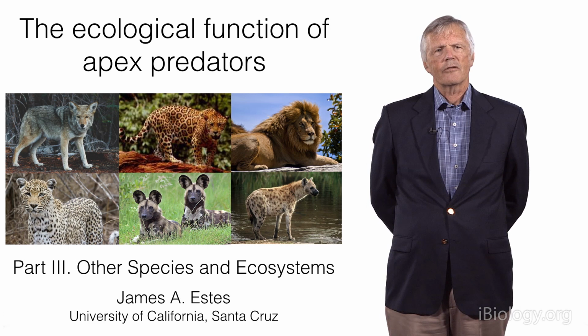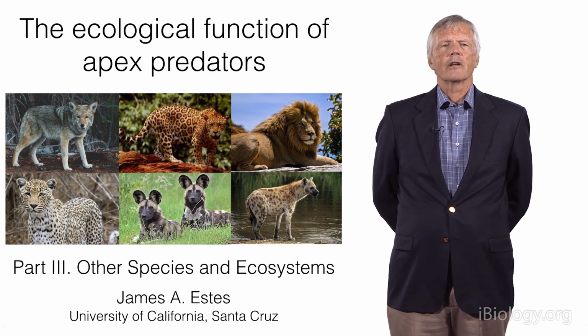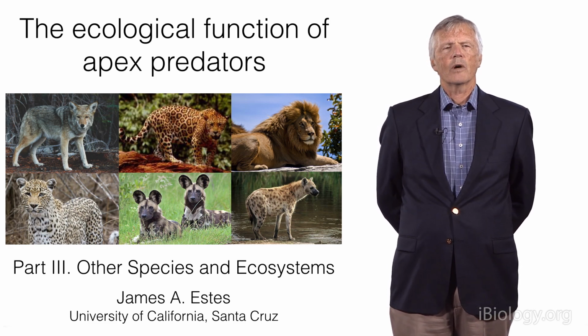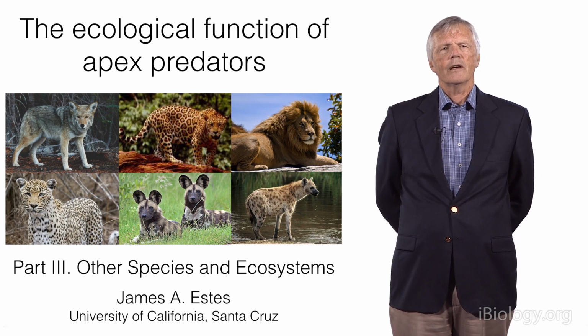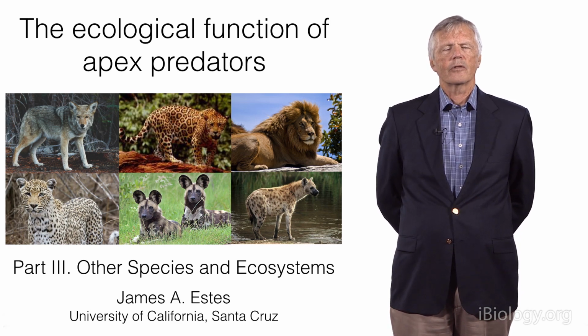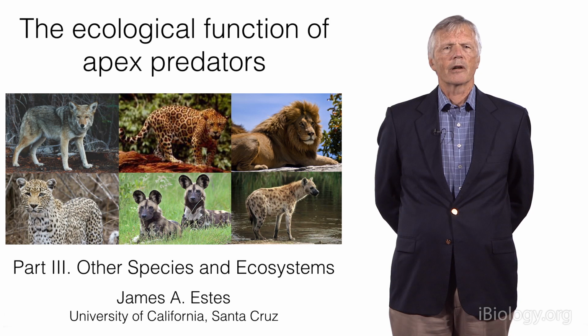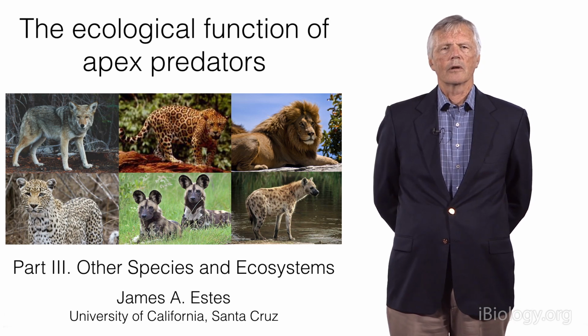And now in this third and final module or part to my lecture, I'm going to expand this to other species and other ecosystems and ask the question in general, to what degree do the sorts of things that we have seen in the sea otter kelp forest system apply to other species of predators and other ecosystems around the world?